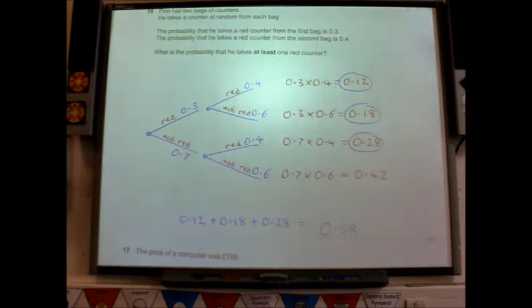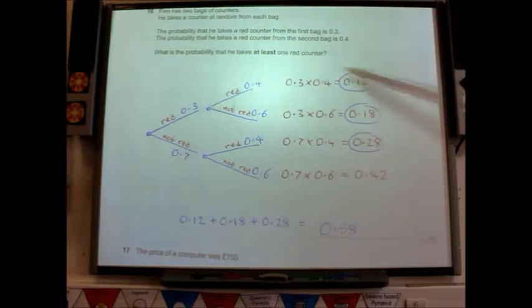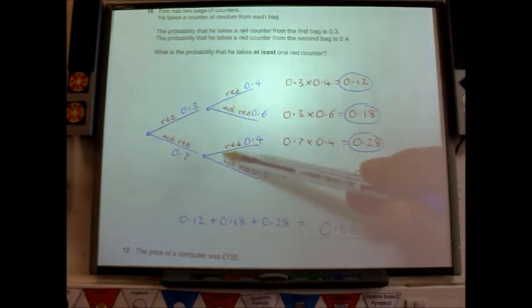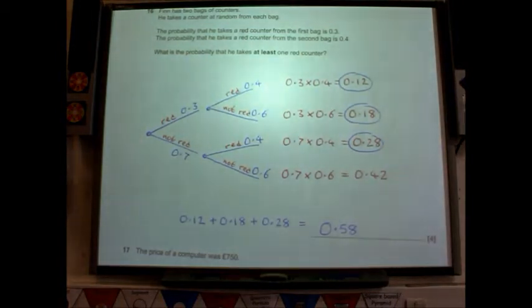Now the question says, what's the probability he takes at least one red counter? Well, from this one he's taken 2, so yeah, we'll have that. From this one he's taken 1 red counter, because he took a red one first, so we'll have that. This one here, not red but red, yes, so we'll have that one as well. And on the bottom one, no reds there at all, so I don't want that. So I've added up those 3, and you see my answer is 0.58.